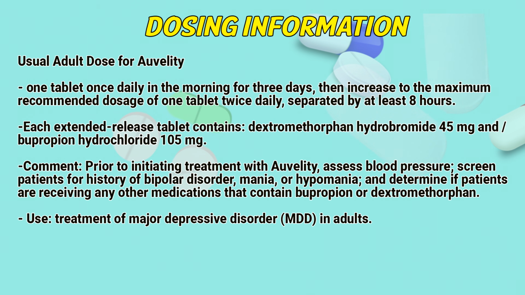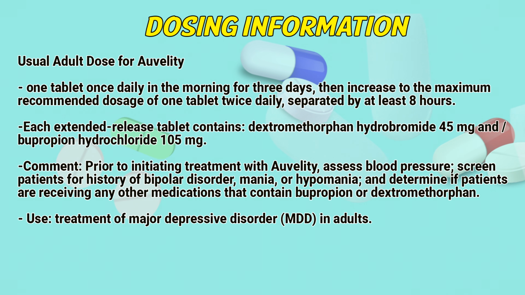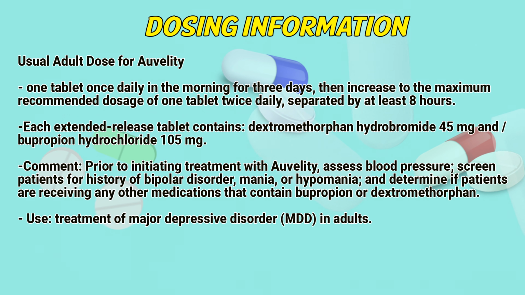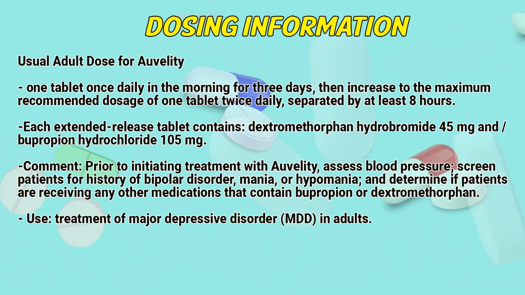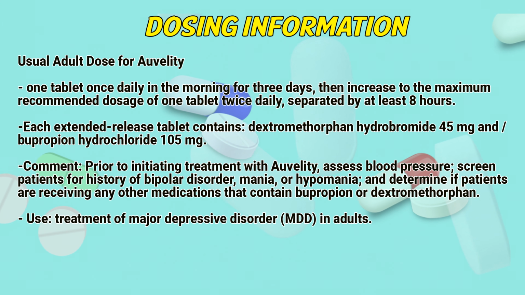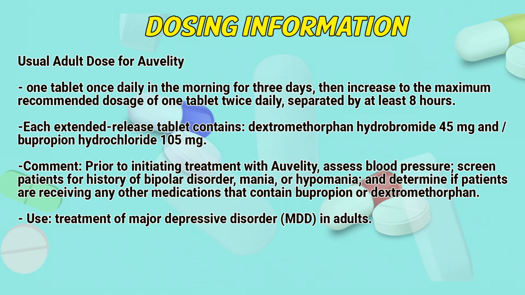Dosing information. Usual adult dose for Auvelity: 1 tablet once daily in the morning for 3 days, then increase to the maximum recommended dosage of 1 tablet twice daily, separated by at least 8 hours. Each extended release tablet contains dextromethorphan hydrobromide 45 mg and bupropion hydrochloride 105 mg.